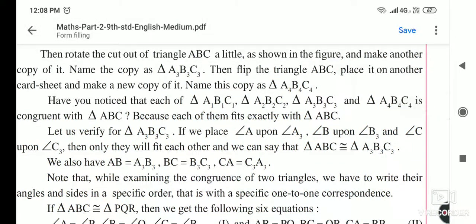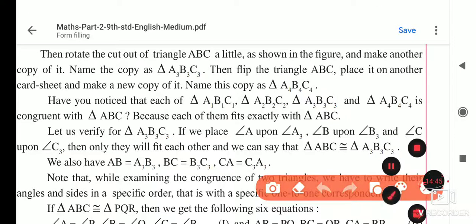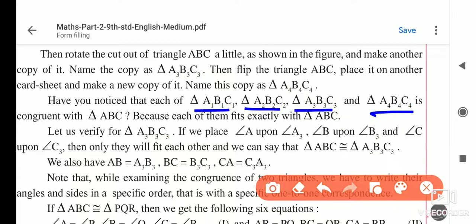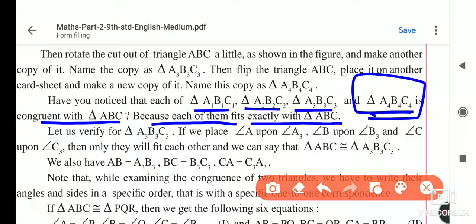Now, if they exactly cover, then we are saying that triangle A1, B1, C1 is congruent to ABC. Triangle A2, B2, C2 is also congruent to ABC. A3, B3, C3 is also congruent to triangle ABC, and A4, B4, C4 is also congruent to triangle ABC. Okay, is each congruent with ABC? Yes, because each of them fits exactly on triangle ABC.